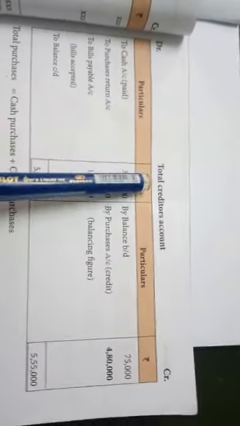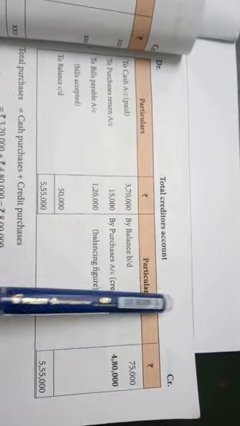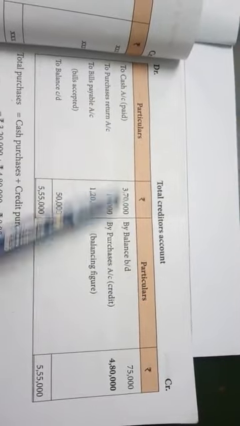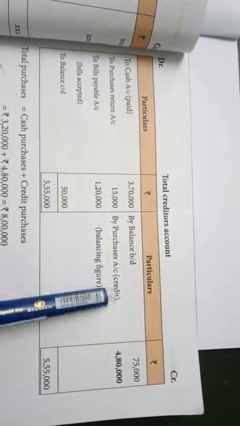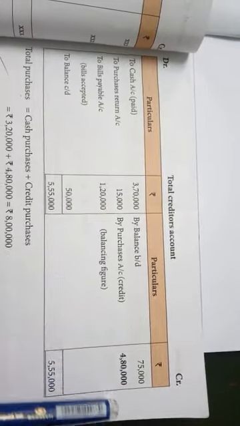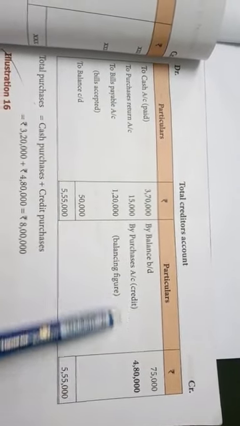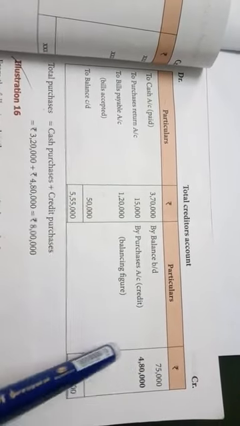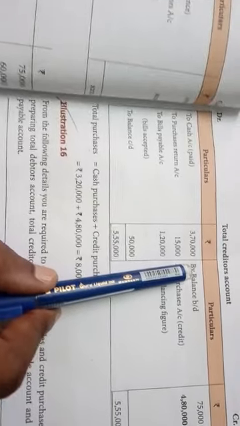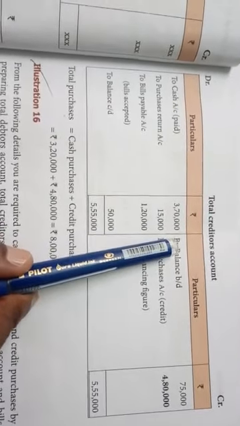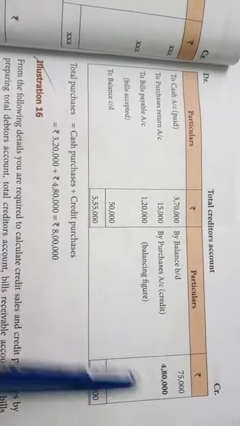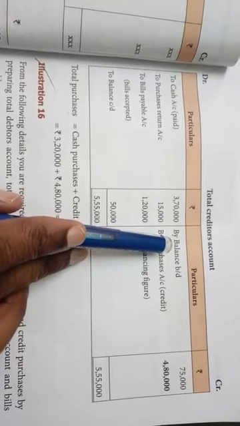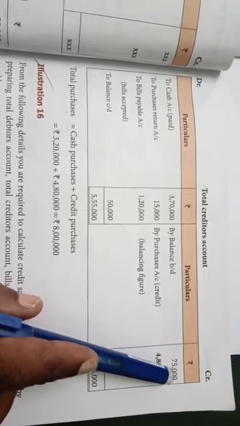Then total creditors account. For what purpose? To prepare the total creditors account, to know about the credit purchase during the accounting period. First we start with the opening balance. So the sundry creditors on 1st April are 75,000 rupees. Creditor always shows credit balance, so it should appear on the credit side. Opening balance 75,000.